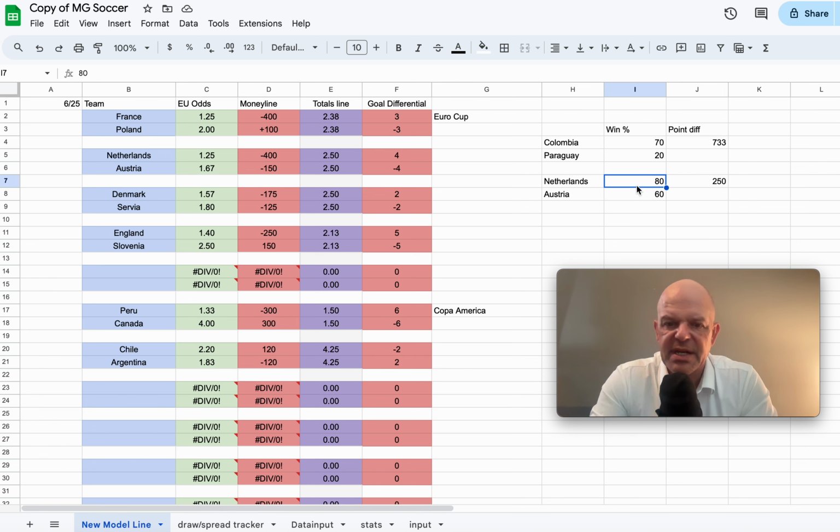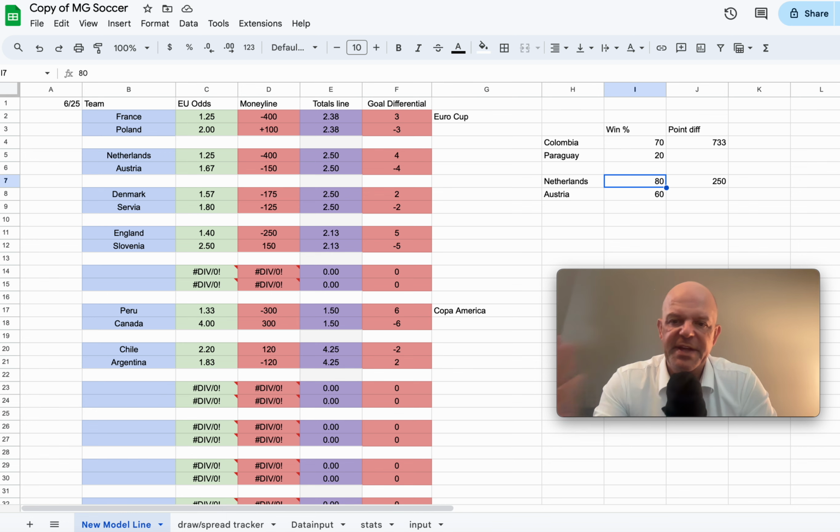Now, Netherlands, you could make a case to play the Netherlands. You could probably make a case to Austria, and we're going to look at the line and results here in a second. But what I'm wanting you to do is tell me which game has a higher percentage chance of cashing, playing Netherlands, playing Austria, or playing Colombia. And the answer is playing Colombia.